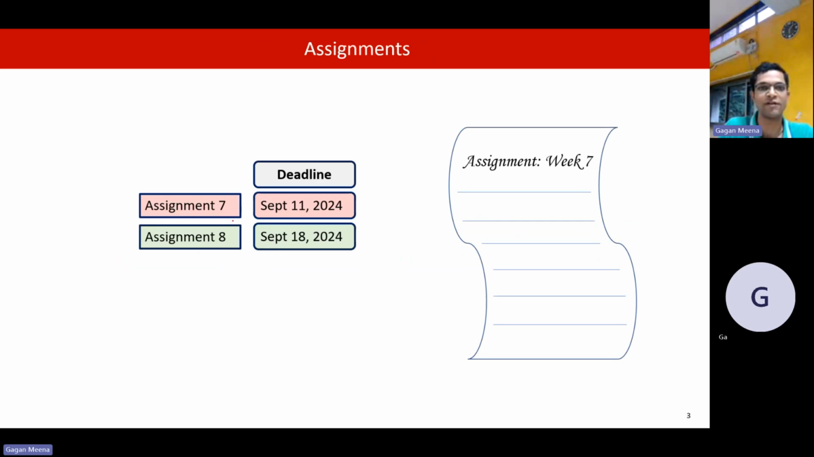So these are the deadlines for assignments 7 and 8. Tomorrow is the deadline for assignment 7, so please submit the assignment on time. And the deadline for assignment 8 is next Wednesday, September 18th.